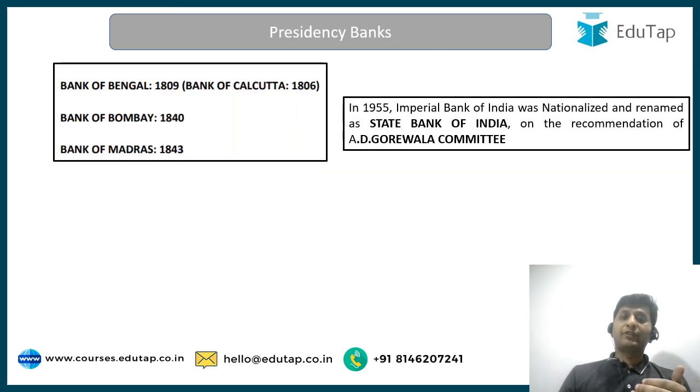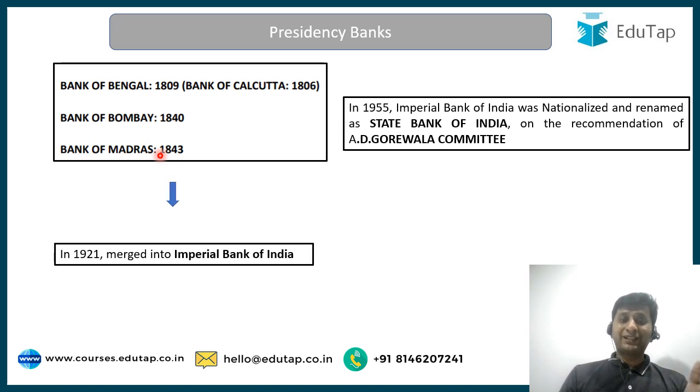Now, if we go further into the history of banking, there were three presidency banks that came into existence. Bank of Bengal in 1809. Earlier it was Bank of Calcutta, and then it was renamed Bank of Bengal in 1809. Bank of Bombay in 1840 and Bank of Madras in 1843. These are the three presidency banks that used to exist earlier. Then later they were merged into Imperial Bank of India. In 1921, these three were merged into Imperial Bank of India, which was a private entity. It was not a public bank, it was a private entity.